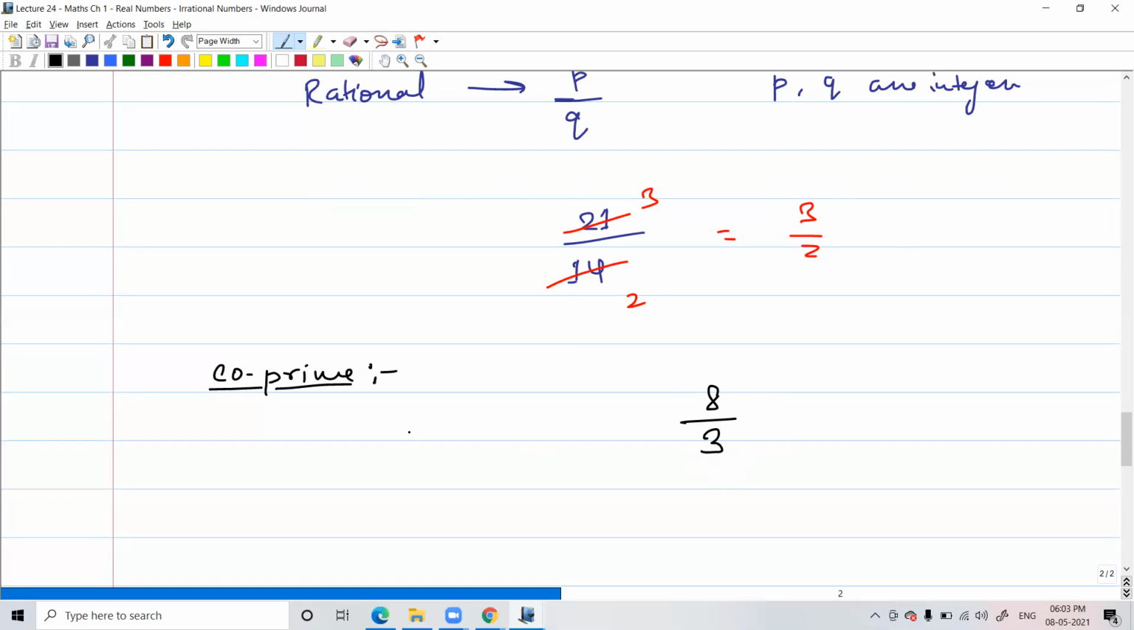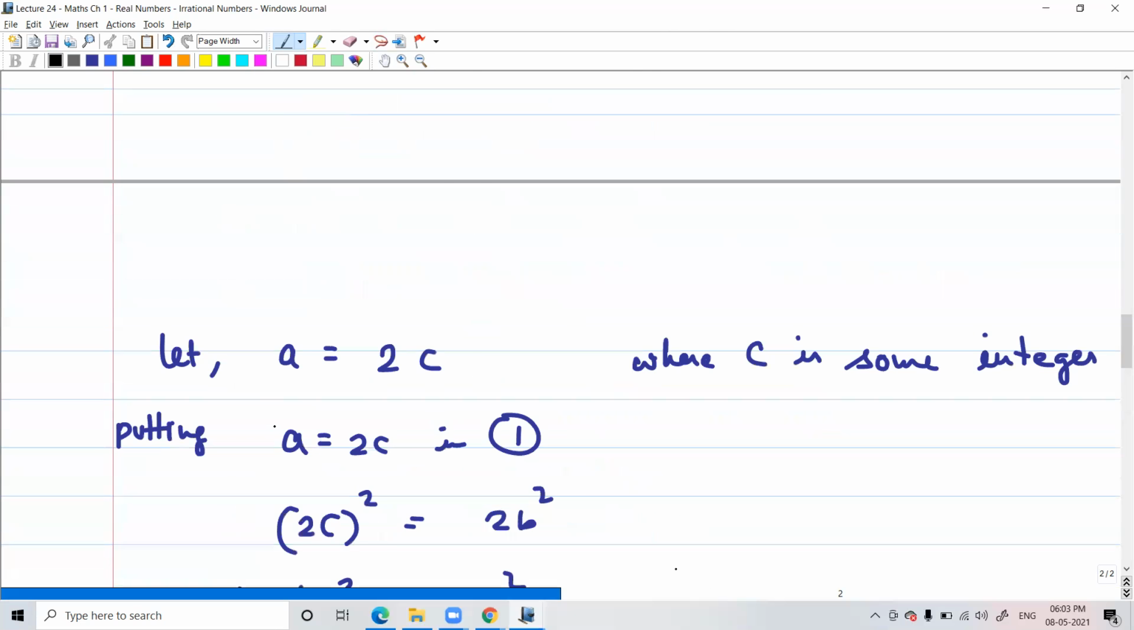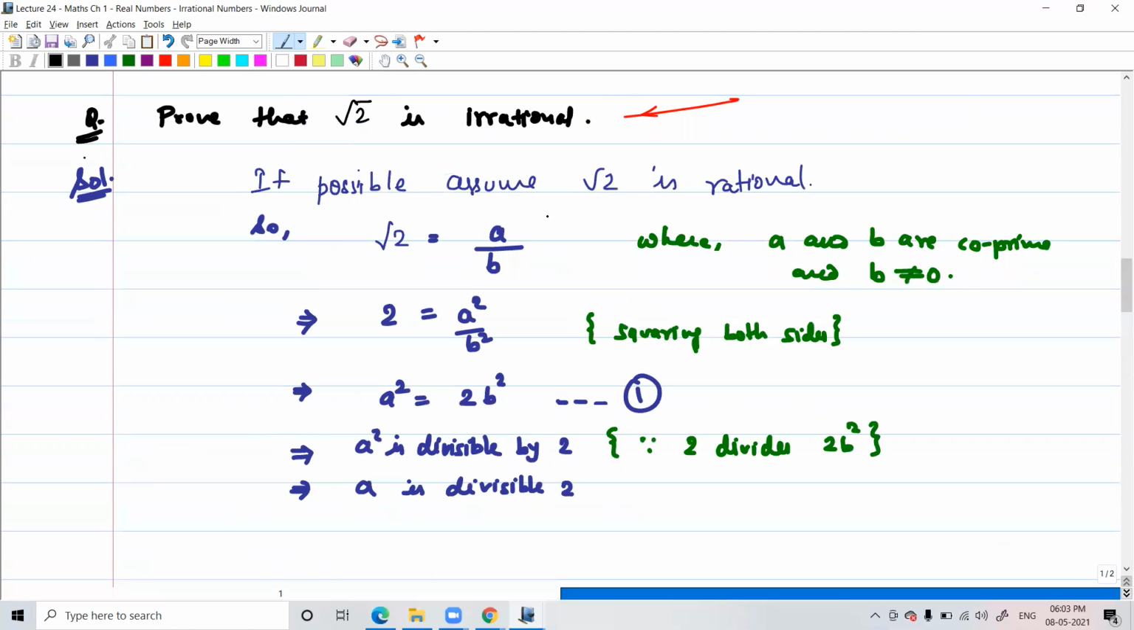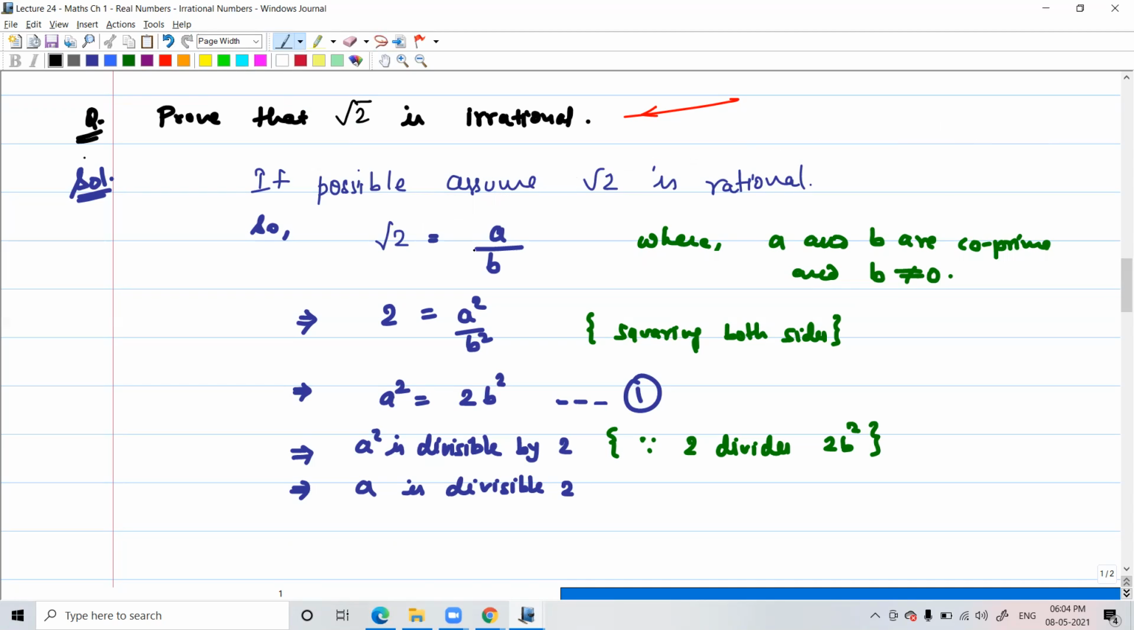Okay. So here when I have written a by b instead of p by q, this is what I have done. Earlier root 2 was written as p by q, but I cancelled out all the common factors such that in the simplified form, it has now become a by b. For that reason, a and b are co-primes, where b is not equal to 0. Can everyone understand the reasoning over here? Confirm? Yes, sir.